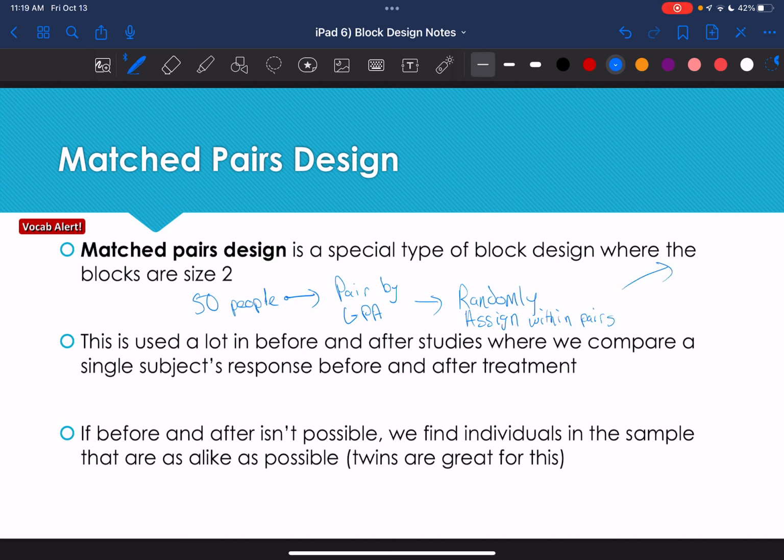And then as a result, we'll still have 25 in the online, 25 in class. And then I ran out of room, so I'm going to write it down here. Compare the pairs. So you don't have to write out that we would have 25 blocks in this case. We wouldn't write out all 25 blocks. We would just, in our design, specify that we're doing pairs.